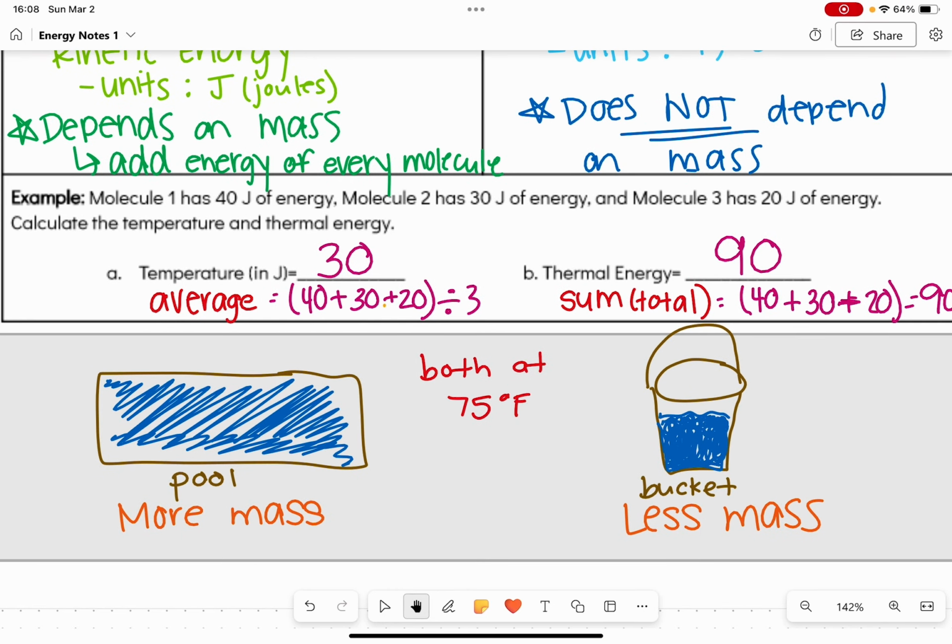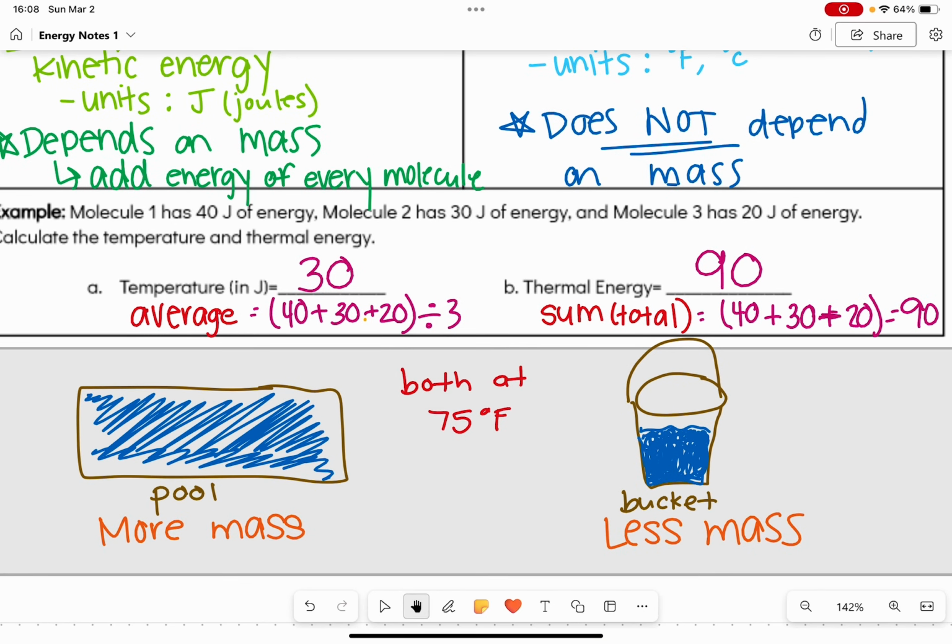So if we were to look at two different objects, we have a giant swimming pool and then we have a bucket. The pool obviously has more mass. It's much bigger than the bucket of water. The bucket has less mass. It's much smaller. So the pool has more molecules. The bucket has less molecules.